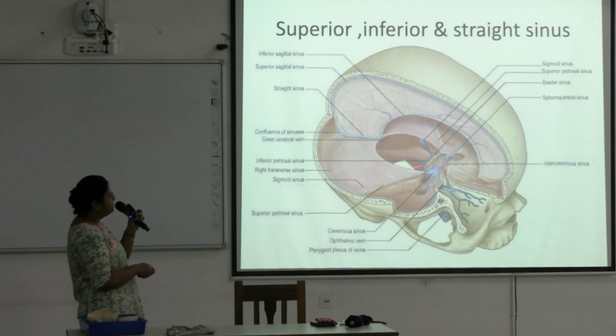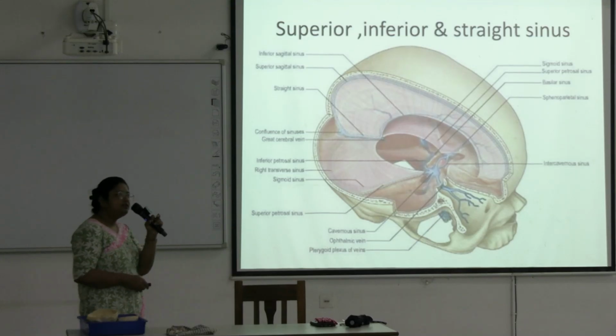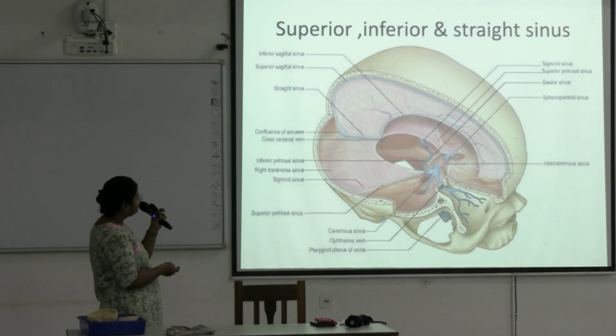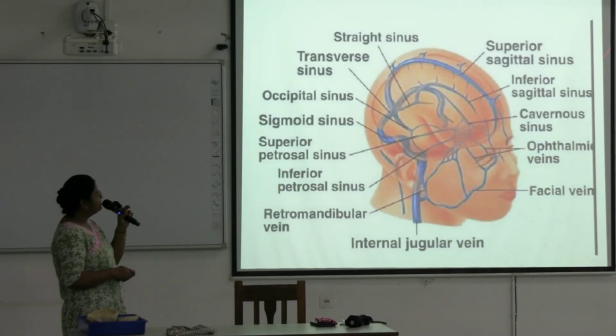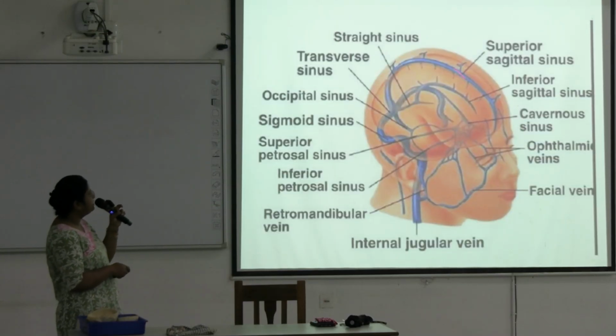And here is the petrosal sinus. Superior will be along the upper margin, inferior will be along the lower margin. These are inferior petrosal sinus. Next, here also you can see superior sagittal sinus, inferior sagittal sinus, straight sinus, transverse sinus, sigmoid sinus, continuing as internal jugular vein, and here you can see the cavernous sinus. Connecting sinuses are the intercavernous sinus, and it is connected to other veins.